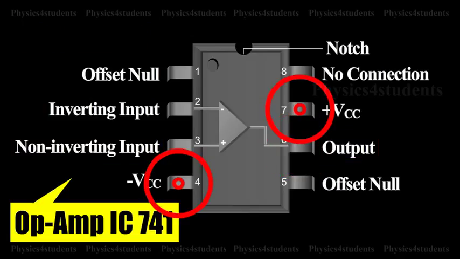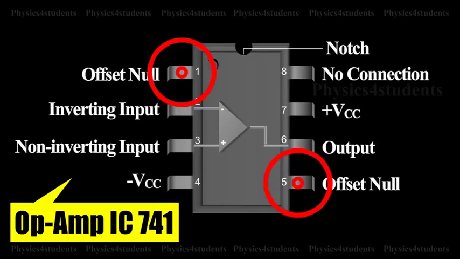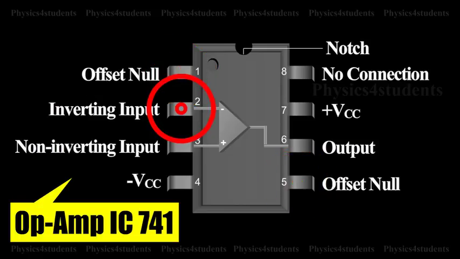Pins 7 and 4 are the power supply terminals. Terminals 1 and 5 are used for null adjustment. Null adjustment pins are used to null the output voltage when equal voltages are applied to the input terminals for perfect balance. Pin 8 indicates no connection.